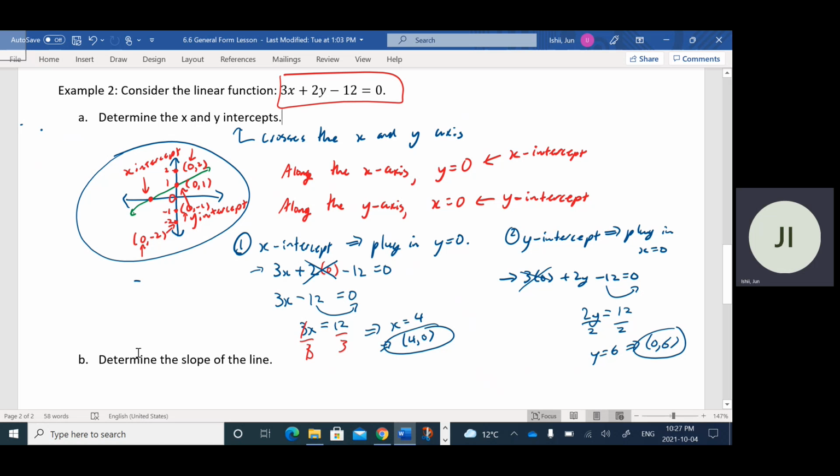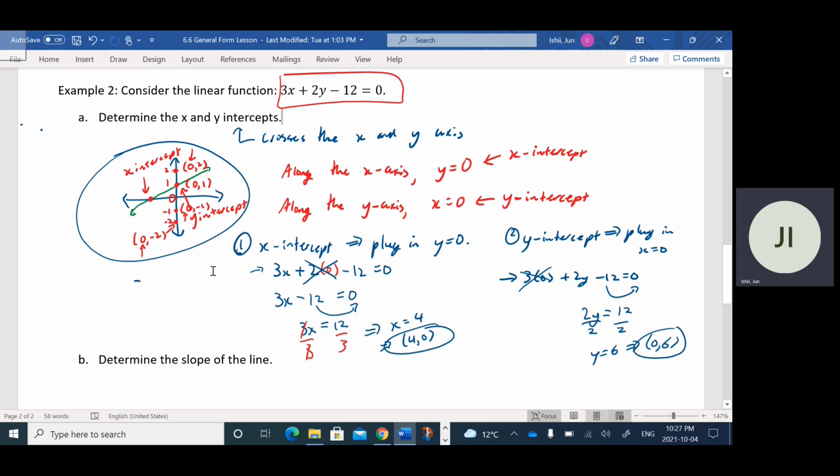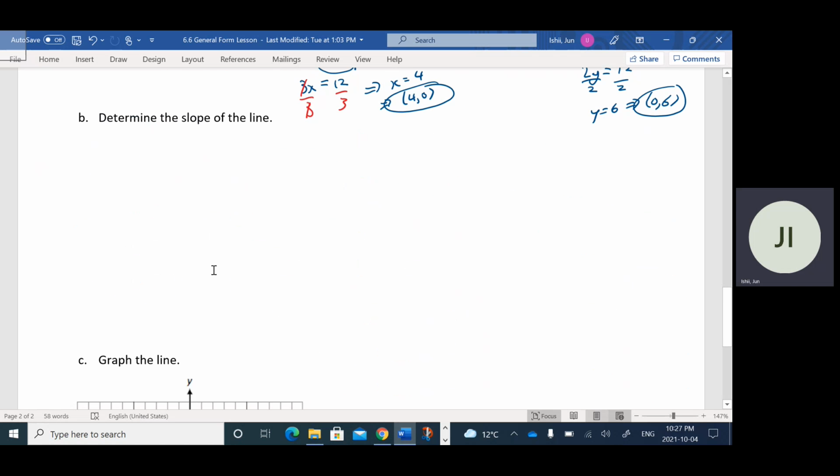Now the next part here, determine the slope of the line. So again, 3x plus 2y minus 12 equals 0.